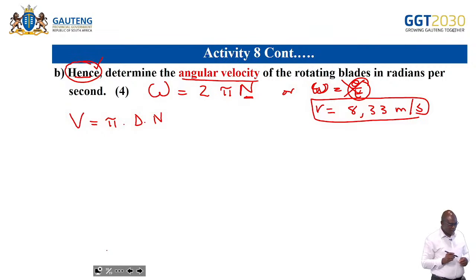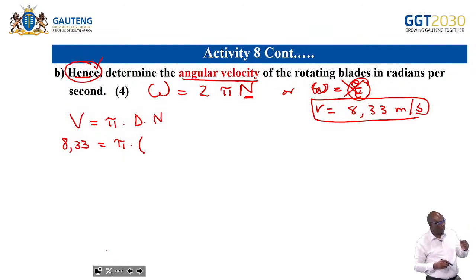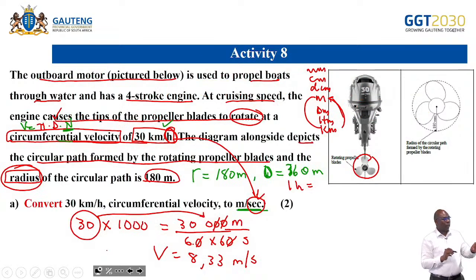Do we have a diameter? Yes, we do have a diameter. Do I have a velocity? Yes, we do. So I have 8.33, which is the circumferential velocity. I have pi. I've got a diameter. Do you remember? We have a radius in that question, which is 180 meters. So we need to change that to meters. So let's check that. It's 180 meters, so we're fine with that.